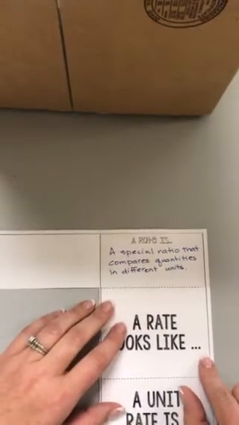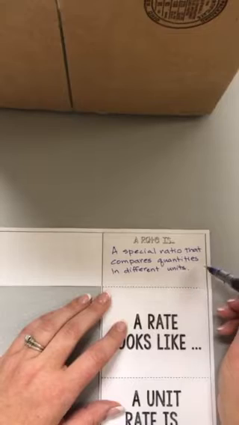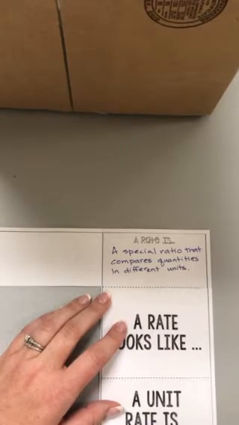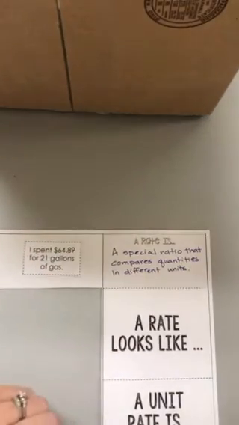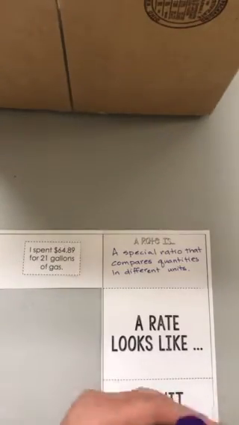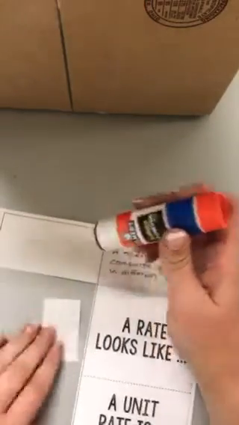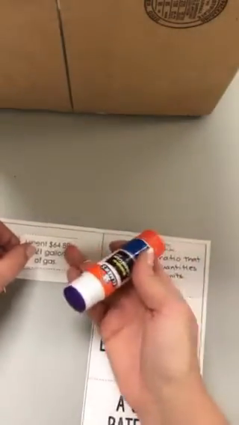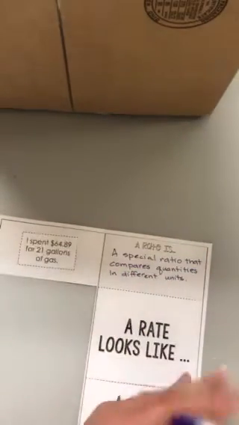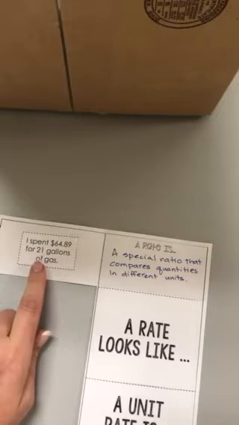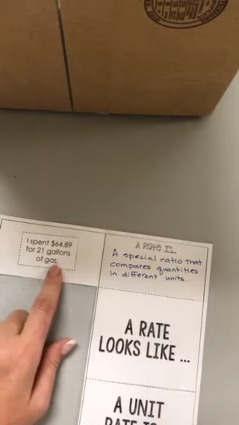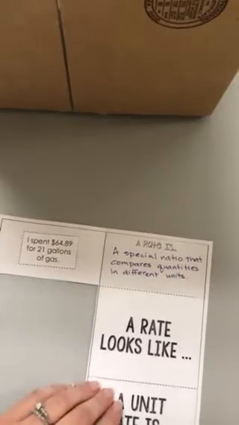All right, so a rate is a special ratio that compares quantities in different units. For example, you might have this. I spent $64.89 for 21 gallons of gas. It's just like the ratios we just got finished studying. Take a second and glue that example on the left side of the door. So again, a rate is just a special ratio. It's comparing, in this case, dollars and gallons, and they have different units.